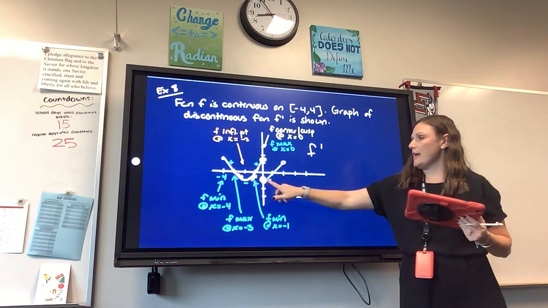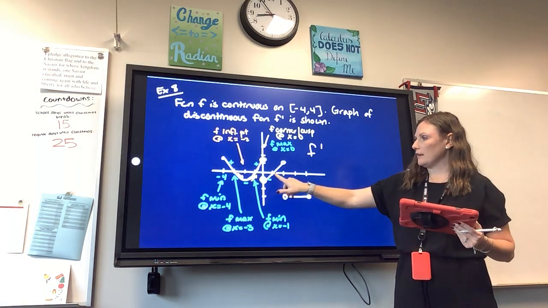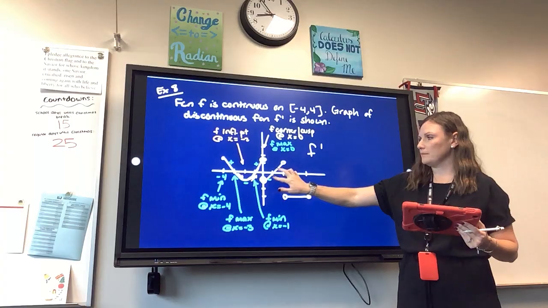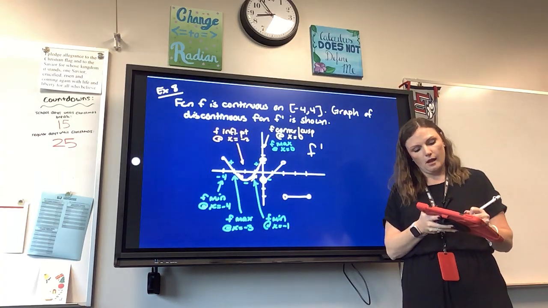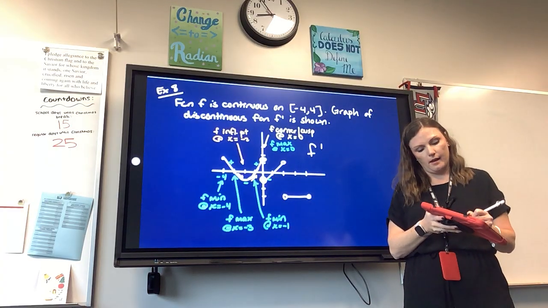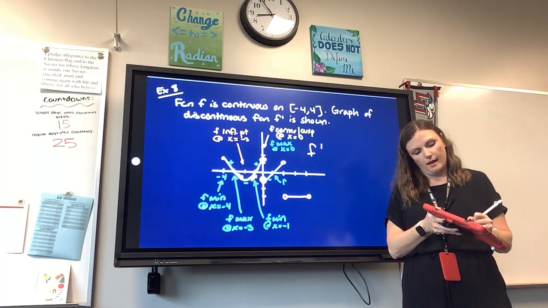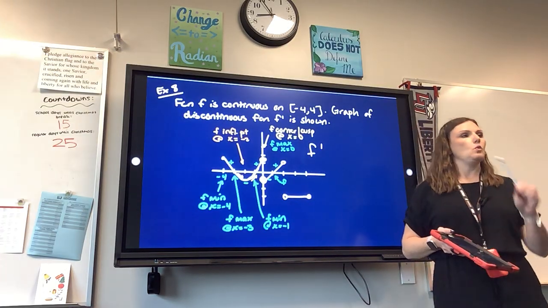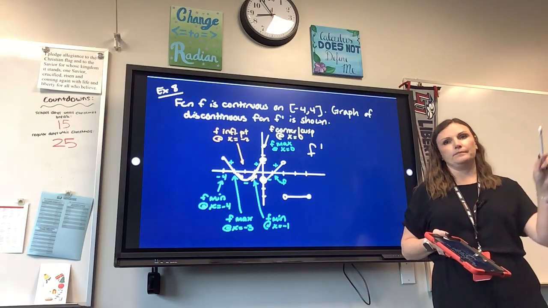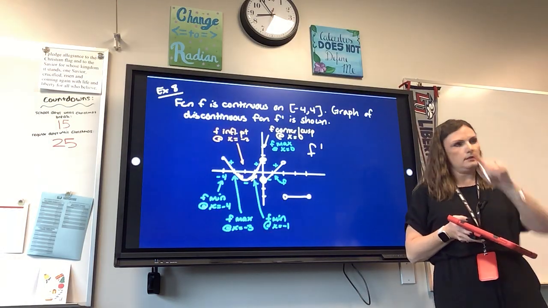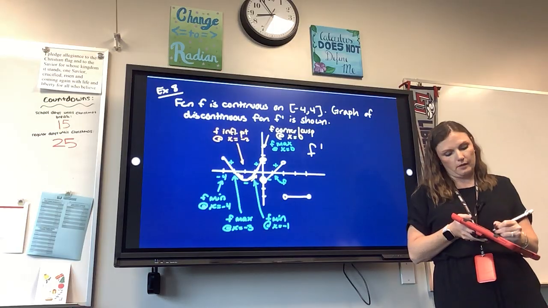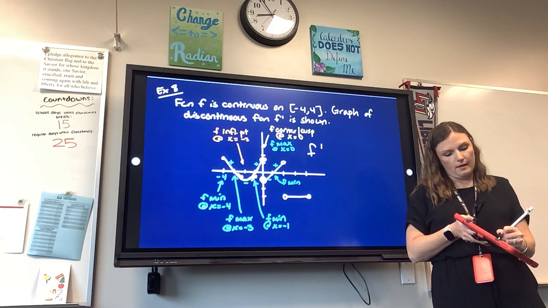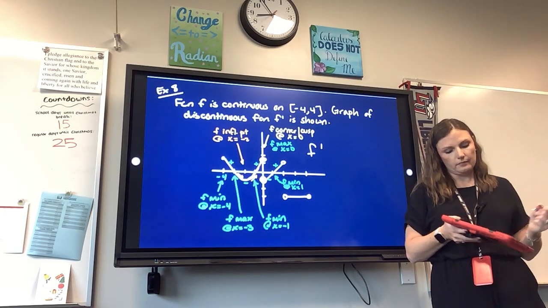Okay, and then going on to the next 0 here, I'm running out of space. We are changing from negative to positive. So what is f going to have at 1? A min, negative to positive. So f min at x equals 1.